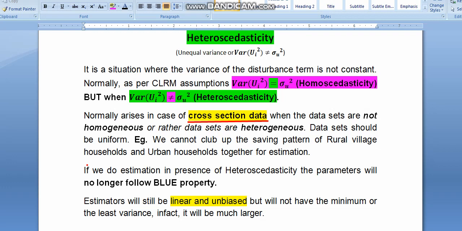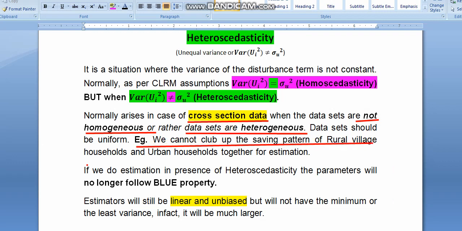It should be kept in mind that the samples we have collected should be very homogeneous. In fact, they should have the same characteristics, not so much variability in those data sets. But if you include some variables and try to make your whole data set heterogeneous, then the problem of heteroscedasticity actually arises.